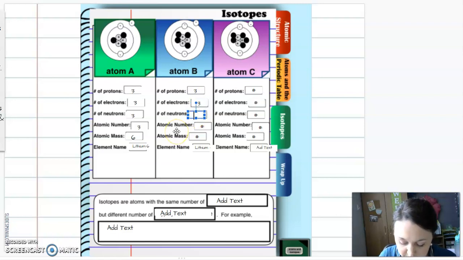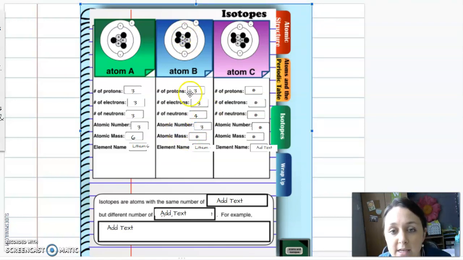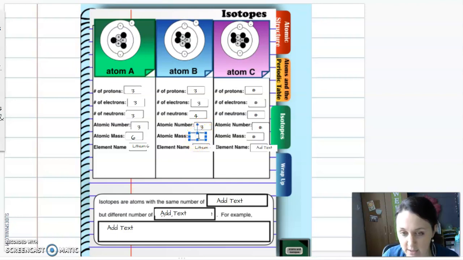And neutrons, I've got 1, 2, 3, 4. Okay, I've got 4 neutrons. So my atomic number is the same as my protons, 3. My atomic mass, though, has changed. Remember, what 2 things are in the mass of an atom? Protons and neutrons. So I've got 3 protons, 4 neutrons. So my mass is now 3 plus 4 is 7. So out beside lithium, this is not lithium-6 anymore. This is lithium-7.